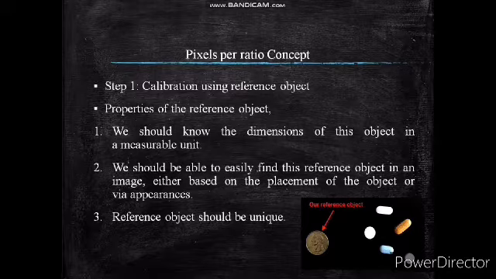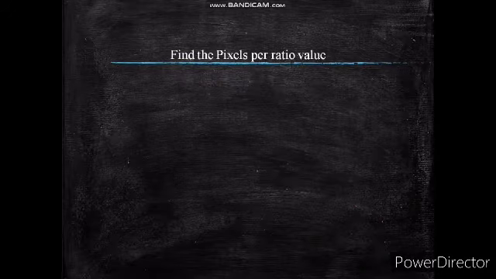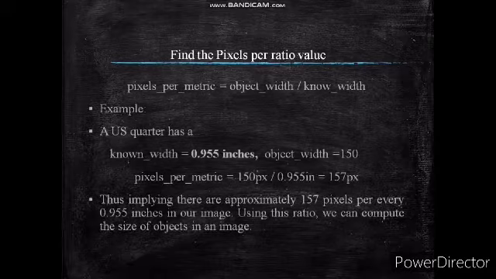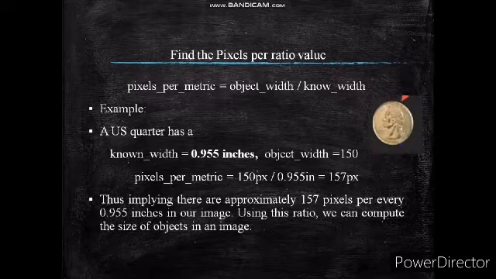Let's find the pixel per metric ratio. Pixel per metric ratio is equal to object width divided by known width. The coin has a known width of 0.955 inches and now suppose that our object width is computed to be 150 pixels. Therefore, pixel per metric ratio is equal to 150 pixels divided by 0.955 inches, which is approximately 157 pixels. Thus, there are approximately 157 pixels per every 0.955 inches in our image. Using this ratio, we can compute the size of an object in an image.